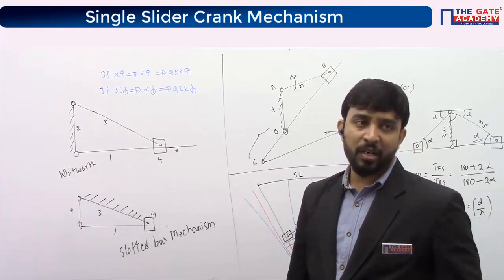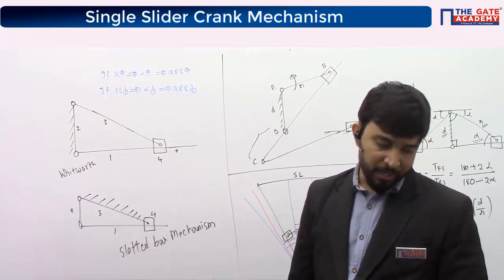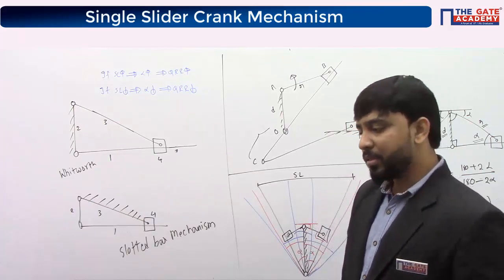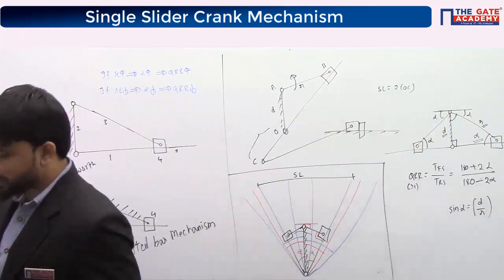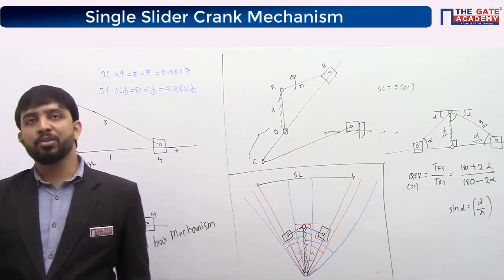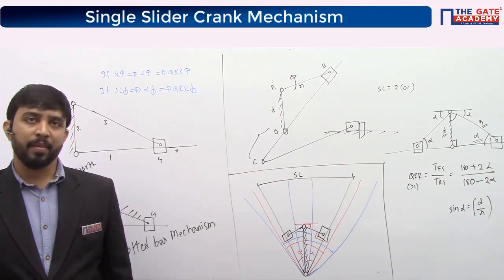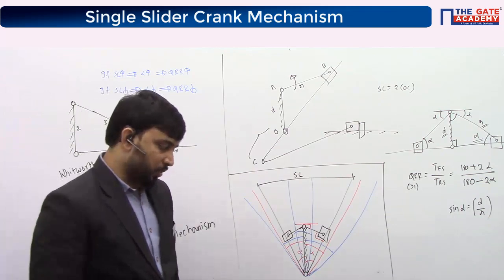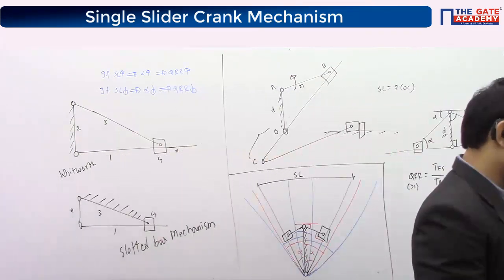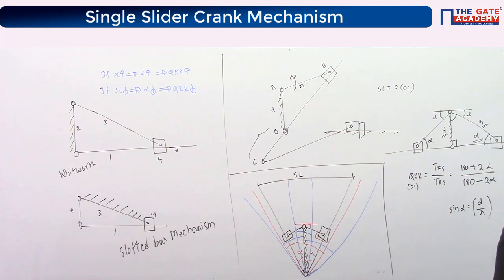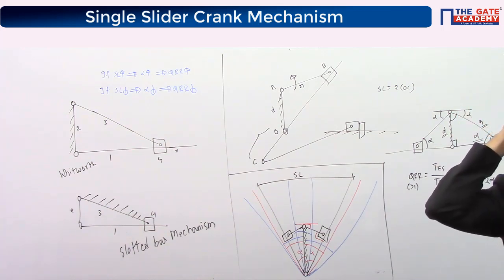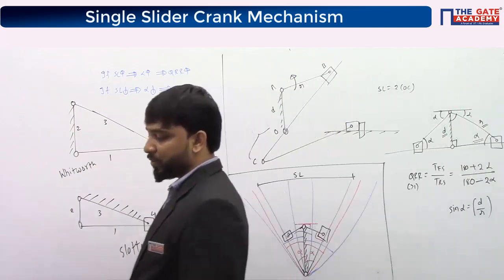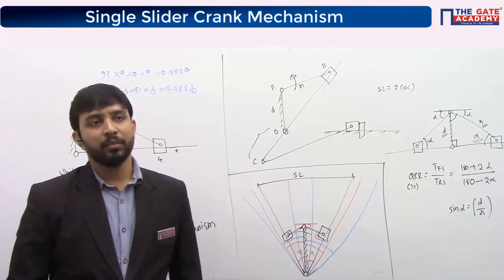Next, I do like this. In slotted bar mechanism, since quick return ratio is smaller for smaller stroke lengths, it is not suitable for smaller stroke lengths. Slotted bar mechanism is not suitable for smaller stroke lengths. Next, write down like this.